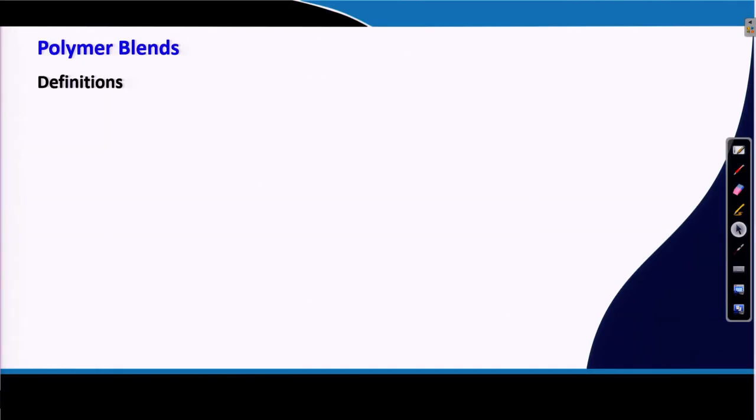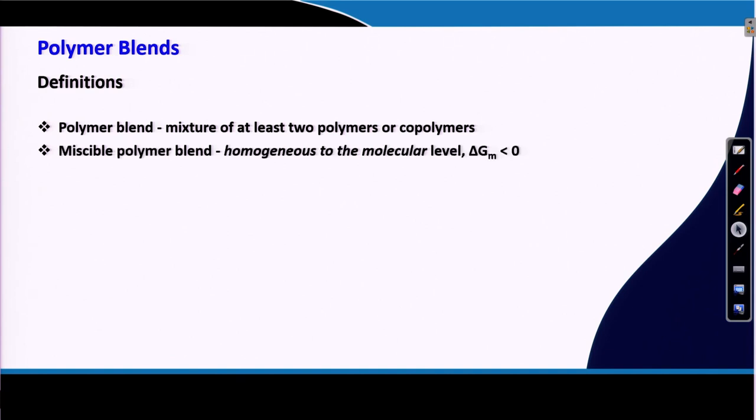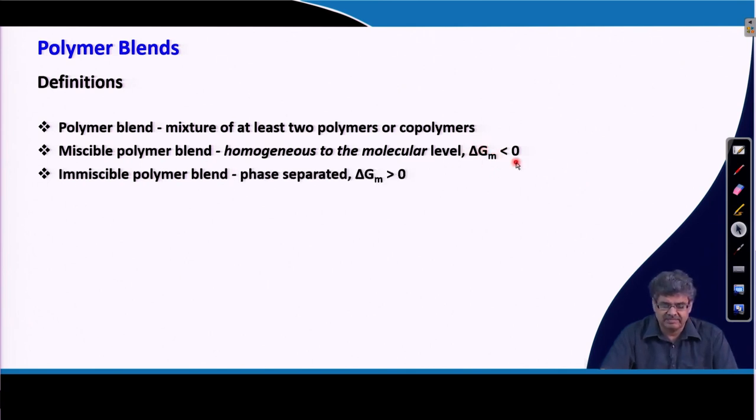When you discuss polymer blends, it is basically a mixture of two or more polymers, which could be homopolymers as well as copolymers. Now, when these polymers get mixed at a homogeneous level, homogeneous at the molecular level, we call this a miscible polymer blend, and that happens when the Gibbs free energy of mixing is less than 0, or negative.